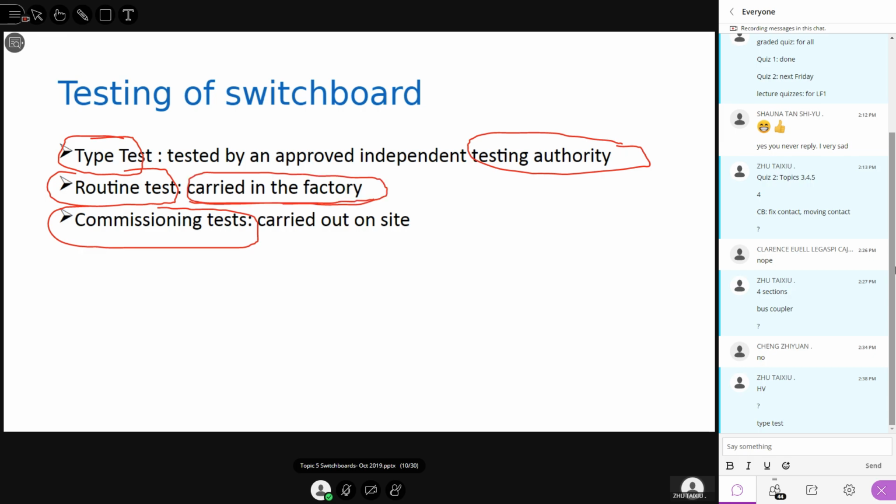That means, for example, this factory now specializes in making switchboards. So this routine test can be done in the factory. Now, the commissioning test, perhaps you have guessed it. This one should be carried out on site. That means in the plant, right? The one who is going to use your switchboard. Okay, so those are the different tests.